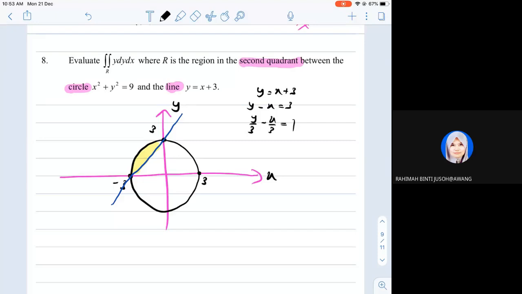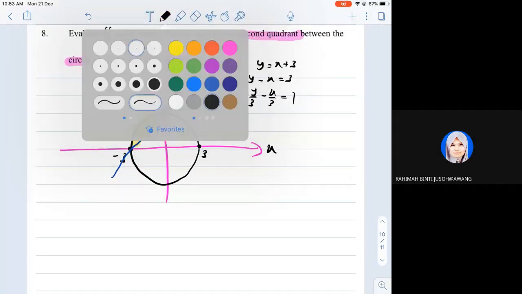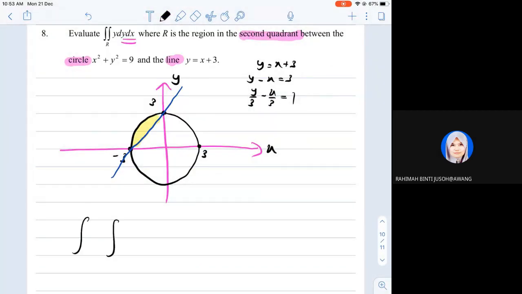which one do you want, dy dx or dx dy? I'm sorry, this question already gives you the choice dy dx, so just follow the question. Okay, dy dx means the movement is from bottom line to the top line. Okay, bottom line to the top line. So we have dy dx.